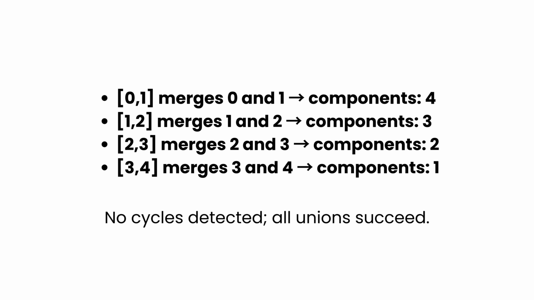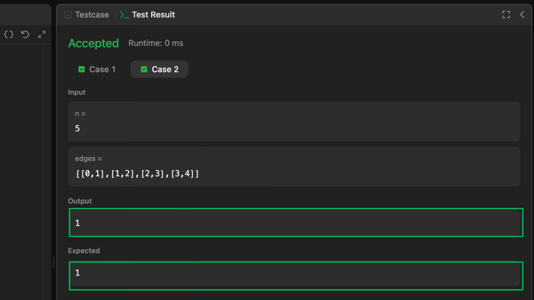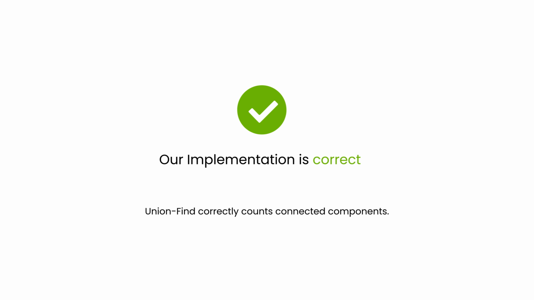Processing edges: 0-1 merges 0 and 1 components, leaving 4. 1-2 merges 1 and 2 components, leaving 3. 2-3 merges 2 and 3 components, leaving 2. 3-4 merges 3 and 4 components, leaving 1. No cycles detected, all unions succeed. Program outputs 1, matching the expected result. Union-Find correctly counts connected components, efficient, accurate, reliable.